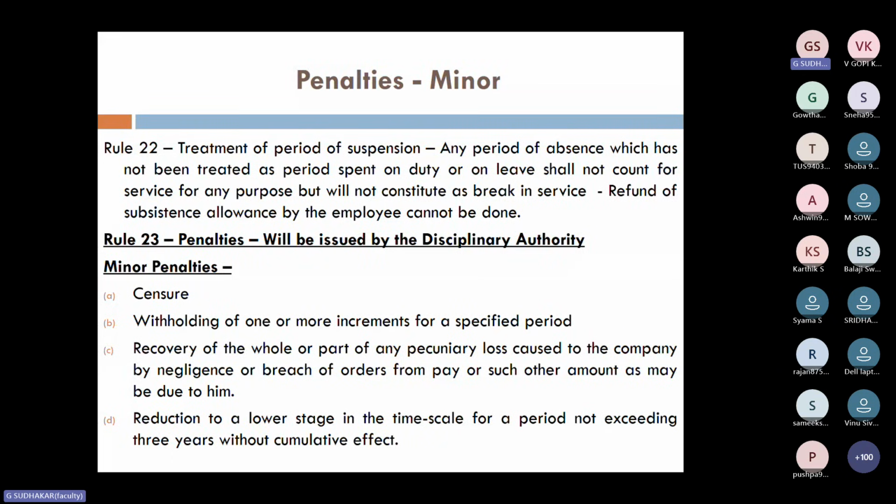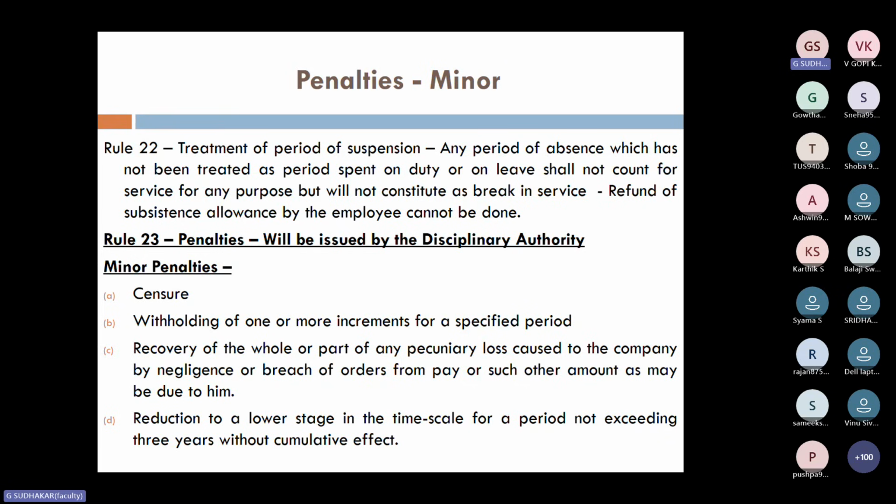Withholding of one or more increments for a specified period. Withholding increment for 1 year, withholding increment for 2 years. After that, it will be restored. So that is the point here. It is only temporary withholding, not permanent. Recovery of whole or part of pecuniary loss caused to the company by negligence or breach of orders from pay as may be due to him. Suppose because of someone's negligence some pecuniary loss has been caused to the company, that amount has to be recovered from that concerned person.